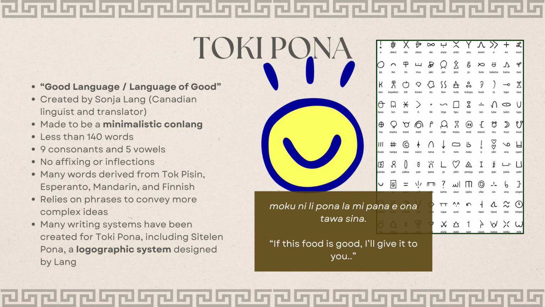It actually created a large language community across the globe. And certain people in the Toki Pona community did create writing systems. The creator of the language, Sonja Lang, created her own writing system for Toki Pona called Sitelen Pona, which means the good writing or writing of good, which you could see here. It's a logographic system, which means that each word is represented using a written symbol. Those are conlangs created by other people, and now I'm going to show you some of my conlangs.